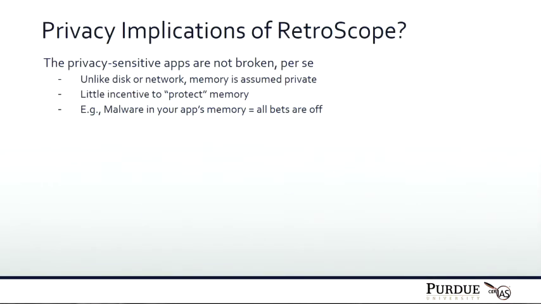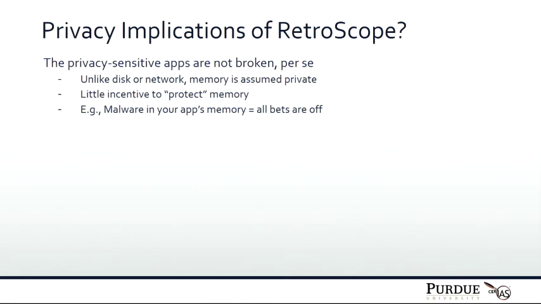I actually have a backup slide for the privacy implications of RetroScope, because to be honest, when we ran RetroScope, even we were shocked at how much it recovered. So that made us think about the privacy implications of this. So like I said before, these privacy-sensitive applications that we ran RetroScope on, they're not broken. RetroScope is not exploiting anything to do this recovery. The thing here is that most apps just assume that their memory is private.